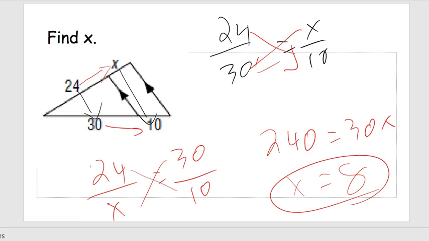But either way you do it, just make sure when you're writing this, guys, let's say if I'm looking right here, please don't take 24 over x and then 10 over 30. Look at the arrows going in the wrong direction. Or also, do not do this. 24 over 10 and x over 30. You can see my arrows or my lines crossed. That's incorrect. So make sure we're paying attention to that.